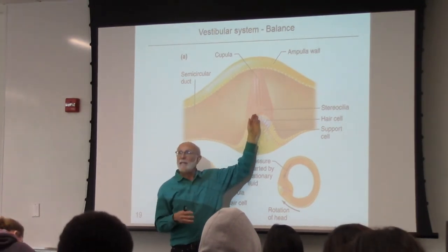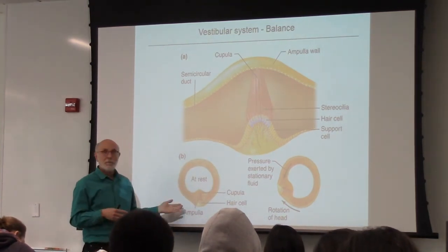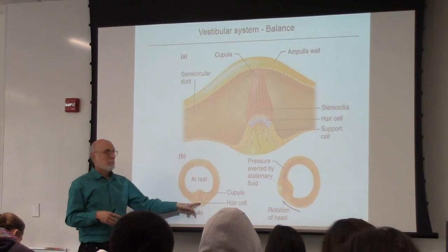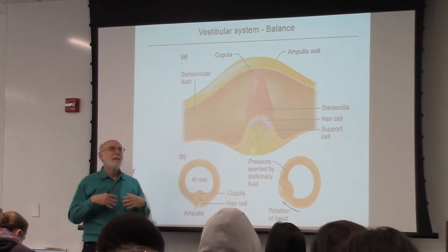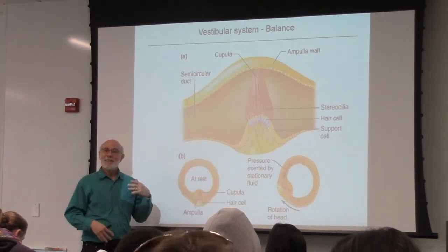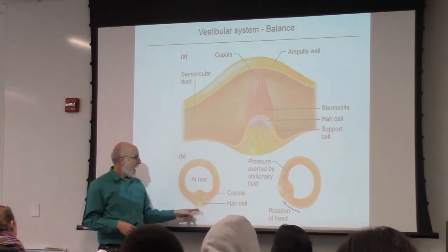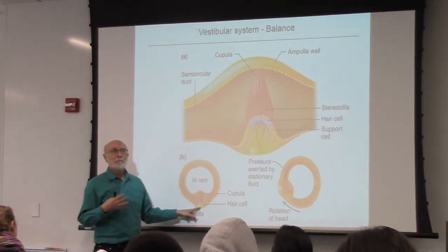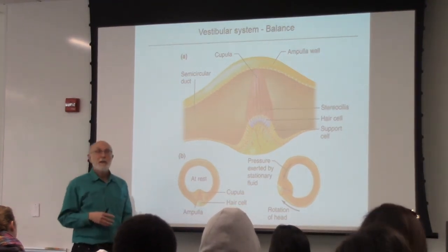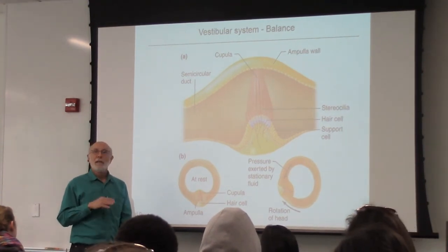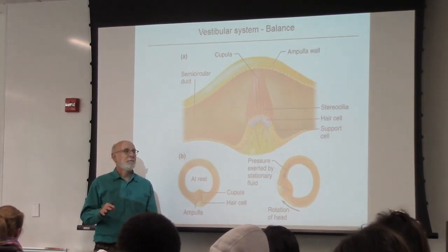And that bending of stereocilia carries information: bending of stereocilia, depolarization, activation of calcium channels, calcium influx, synaptotagmin, release of neurotransmitter, activation of afferents from the cupula in the vestibular branch of the cochlear nerve, and it's preferentially, in this case, going to the cerebellum.